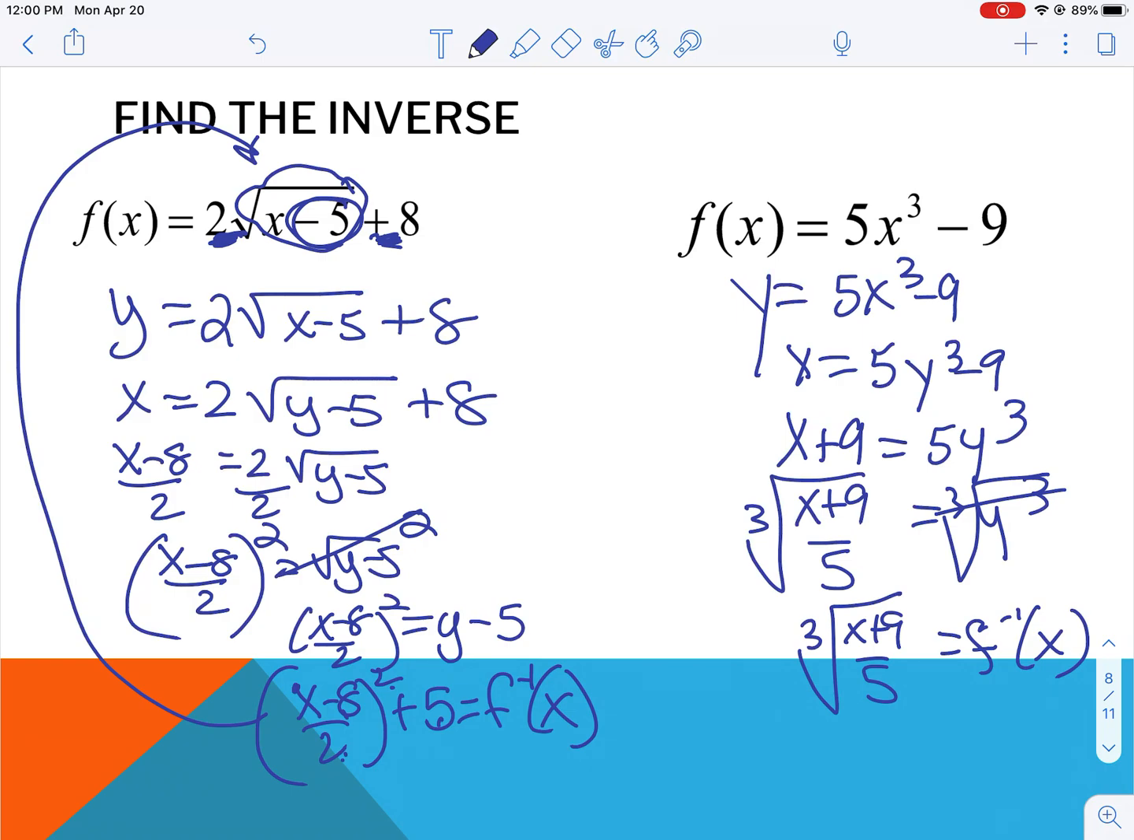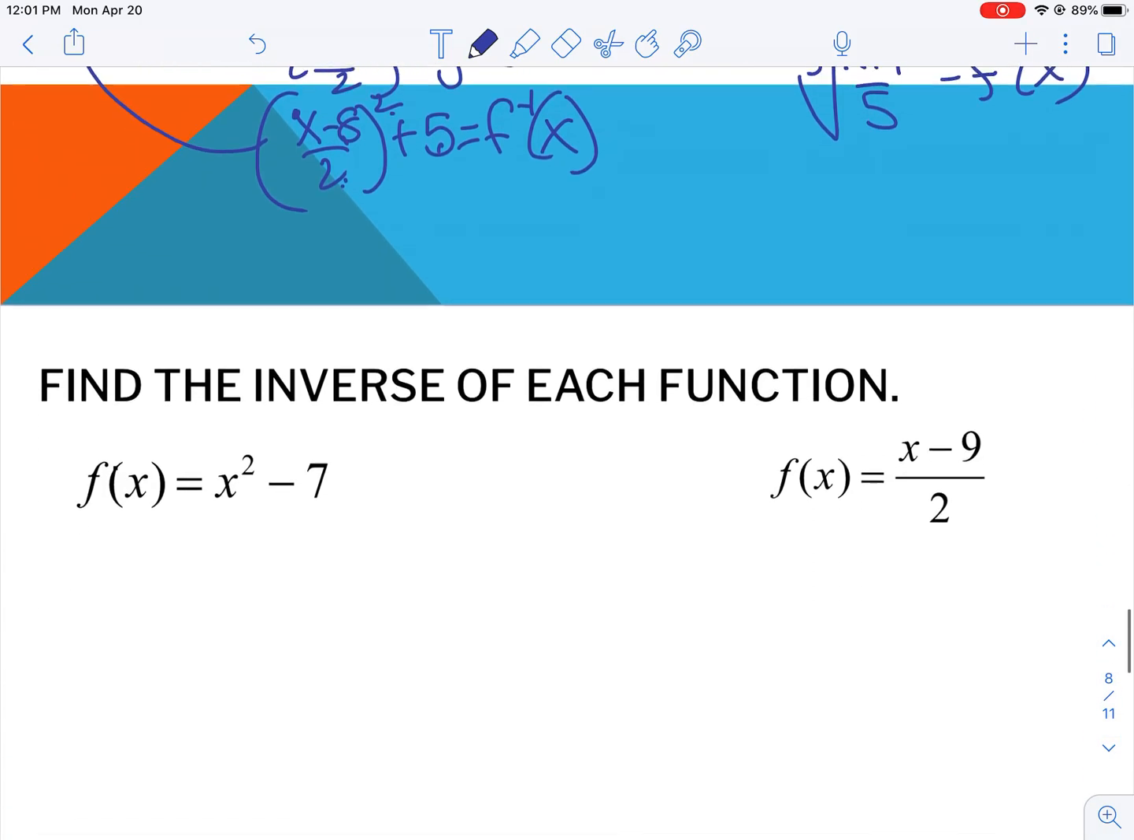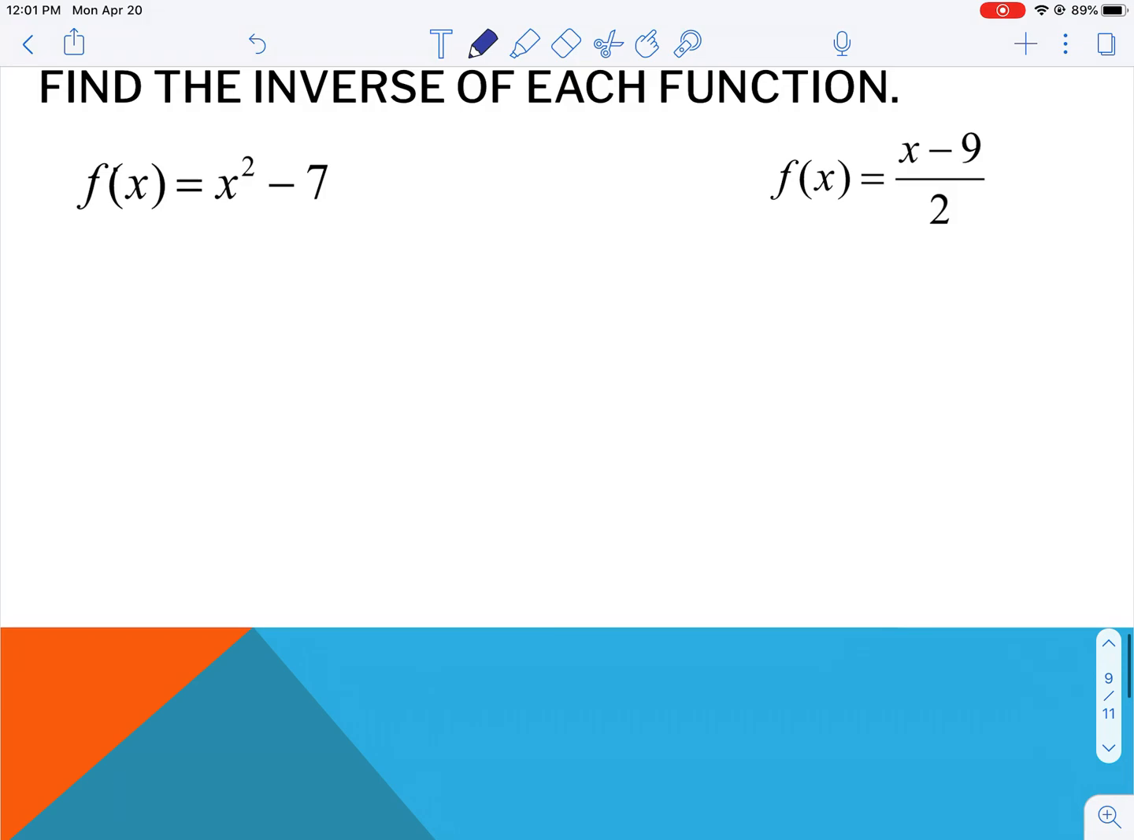So if you check your answer, up in the original problem we had minus 9 and your answer has plus 9. This was times 5 and the answer is divided by 5. This had a cube. Notice the answer has a cube root. So it's all kind of the opposites of what we've done.